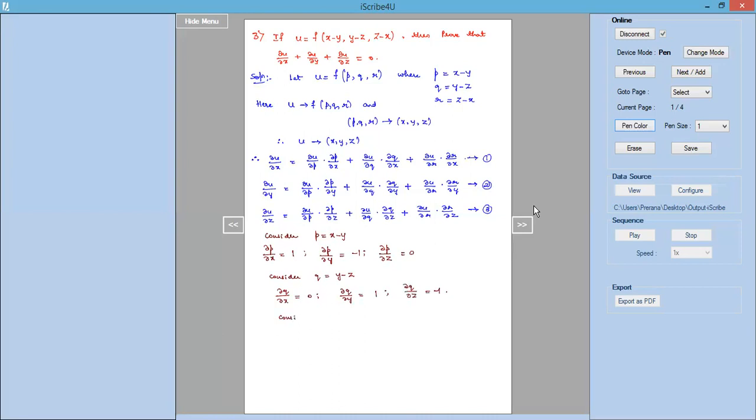And finally, when I consider r is equal to z minus x, we have ∂r/∂x is equal to minus 1. ∂r/∂y is 0. ∂r/∂z is equal to 1. Now we substitute all these partial derivatives one by one into equations 1, 2 and 3.